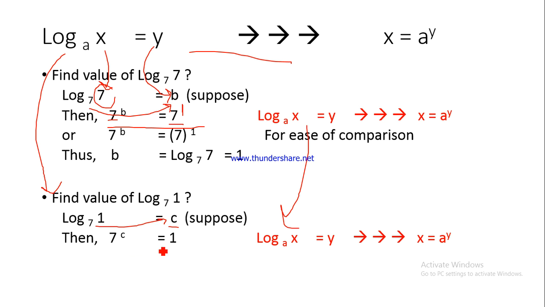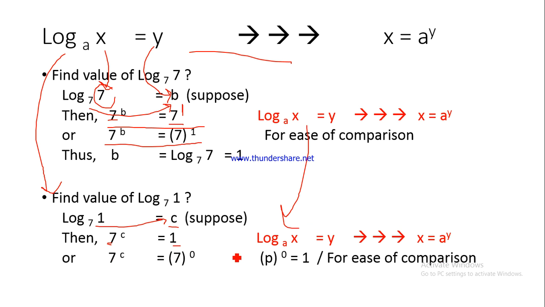Now, however, the bases are different here. That was not the case earlier, where the bases were the same, 7. Here on the left hand side it is 7, on the right hand side it is 1. Can I convert this 1 into some form of 7? If you remember that any number raised to the power 0 is equal to 1, as long as this number is a finite number. So I can write 1 as 7 raised to the power 0, because 7 raised to the power 0 is the same as 1.